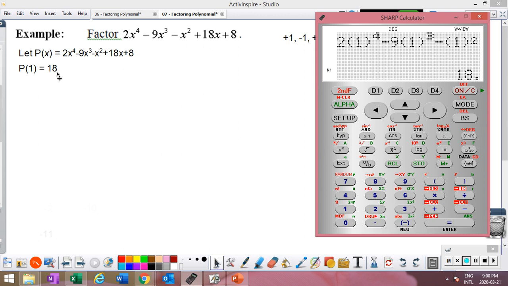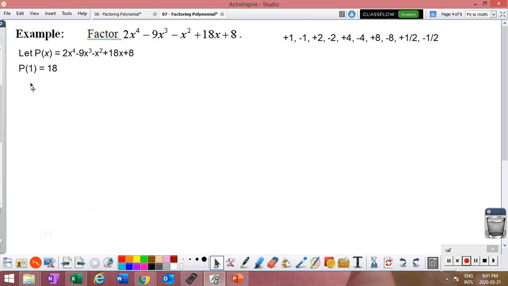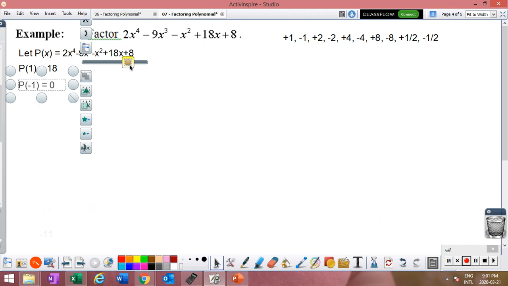What do I know at this point? I know that if I divide by x minus 1, I'll get remainder 18. Why is that important? Well, then it won't be a factor. I really need this to come out to be 0. So then try a different number. And the next one I tried here was negative 1.